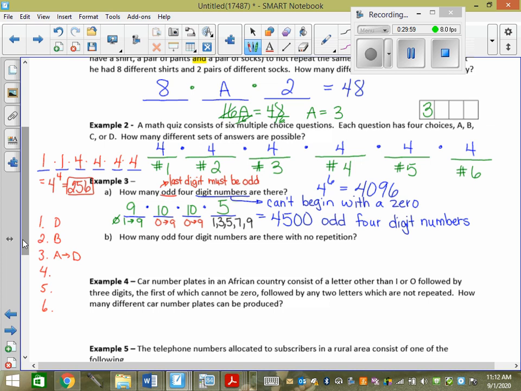Now B is basically the same question, but with no repetition. So, how many odd 4-digit numbers are there with no repetition? Now, when you see no repetition, what you're going to do is box and hold. So you're going to still do the question the exact same, but you're going to box and hold the number there so that when you go to do the next blank, you've pretended you've used that number up already, so you can't repeat it in the next one.